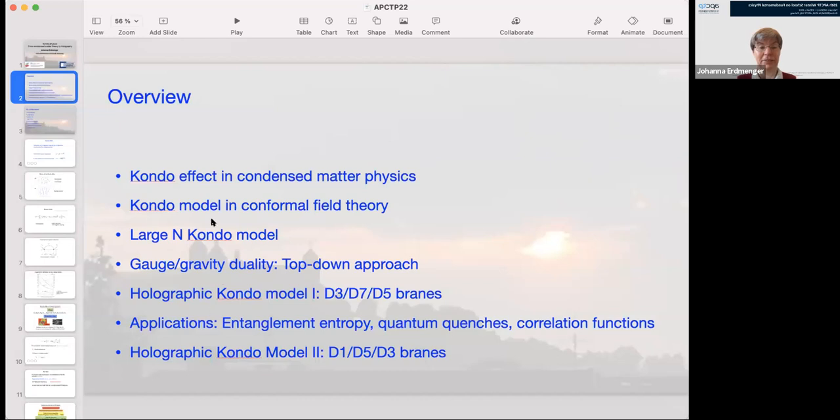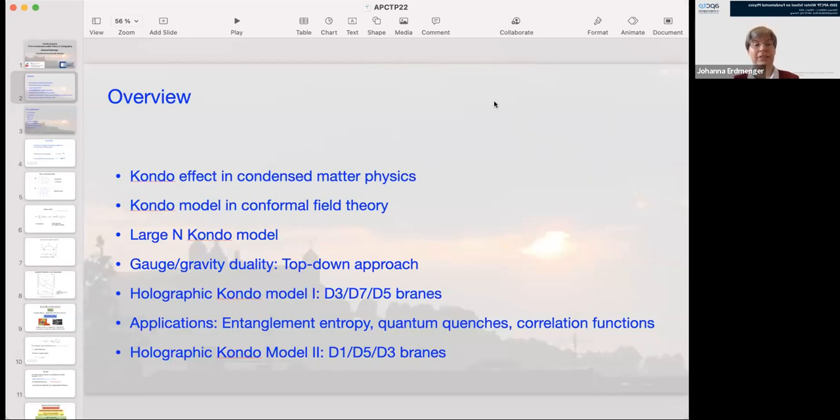So these are the topics I'm going to cover. First, I'm going to explain what the Kondo effect is in condensed matter physics. I should say right away that this is a topic which has been around for quite some time, 60 years now. And it's a very nice topic because it's something which can be seen in experiment, but on the other hand, it also had a lot of impact on theoretical developments, as I'm going to explain, like conformal field theory, the renormalization group, and all these things benefited a lot from studying this particular effect.